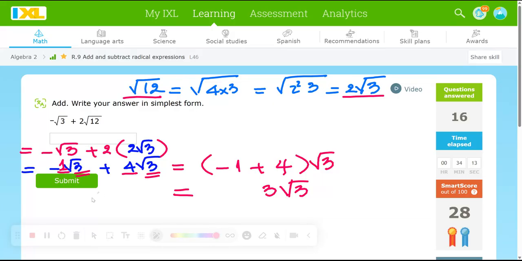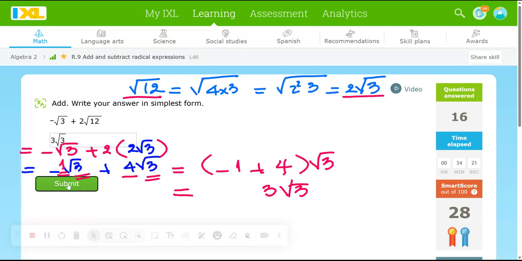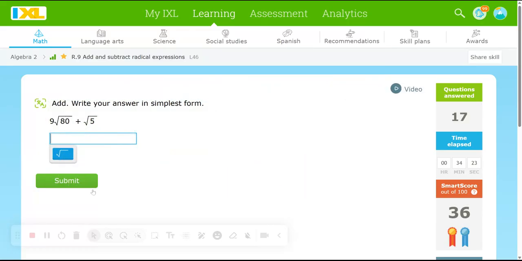Okay, so here we go. Put it in 3 square root of 3. Okay, submit, voila.